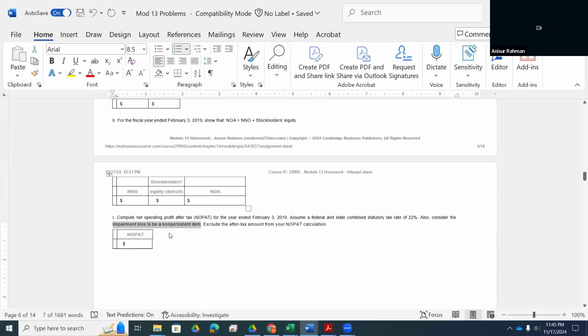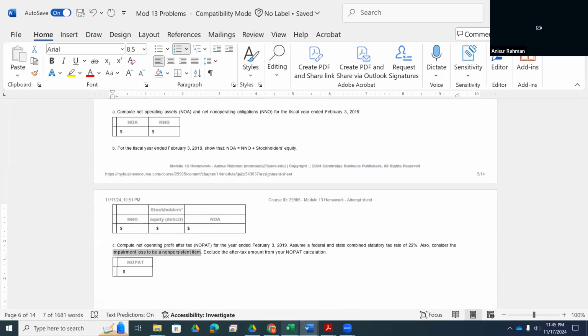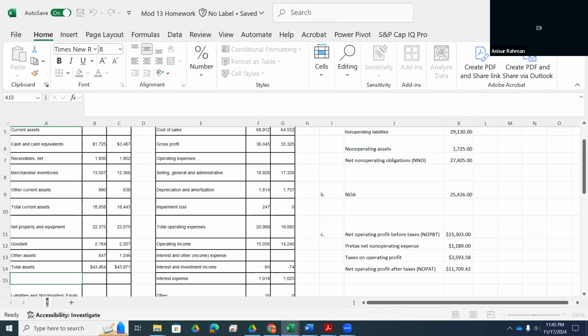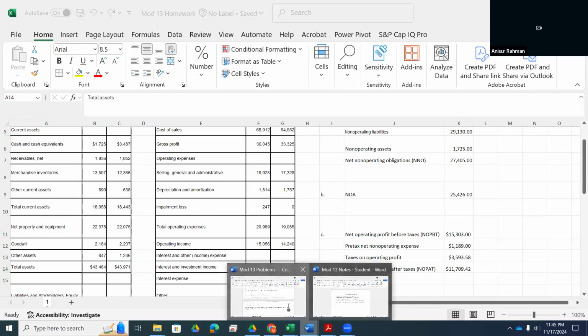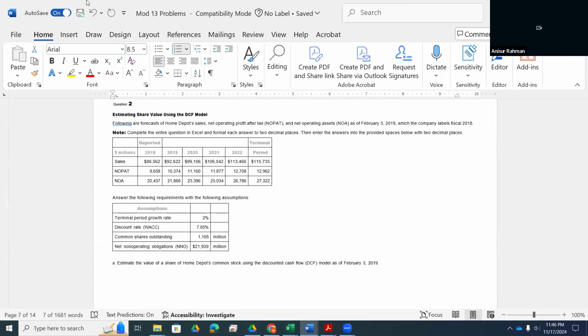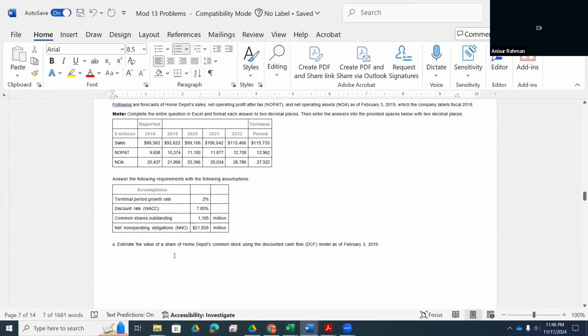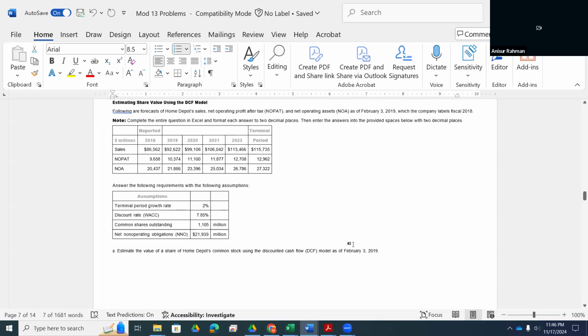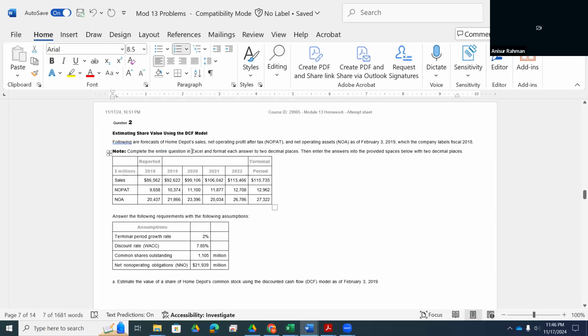So that is the end of question 1. I'll rename it as 1. You can double click on this to rename. Let us move on to the next question. Question 2. So we have some information here. We have to estimate the value of a share of Home Depot's common stock using the discounted cash flow. So we have to solve this problem in Excel again.